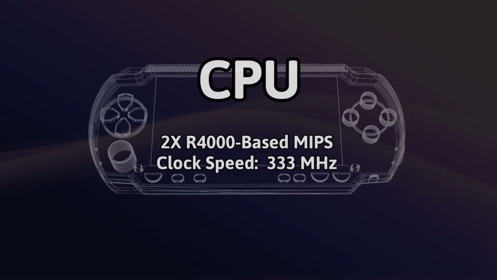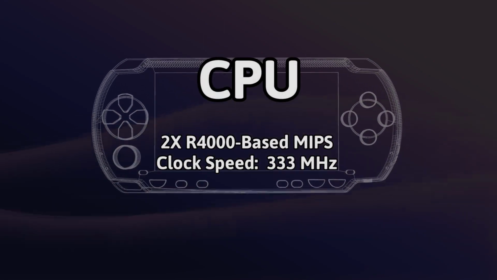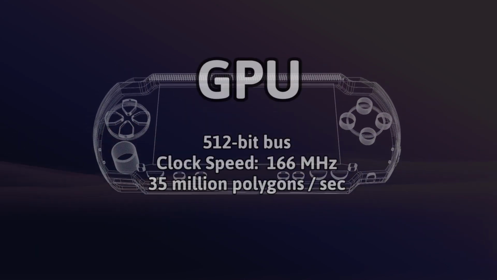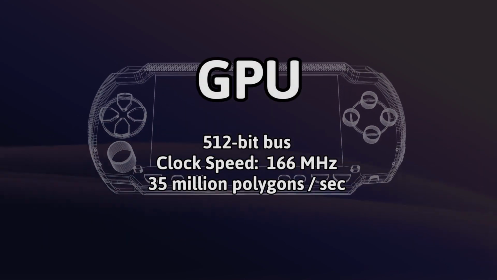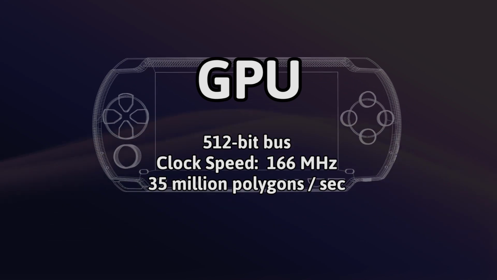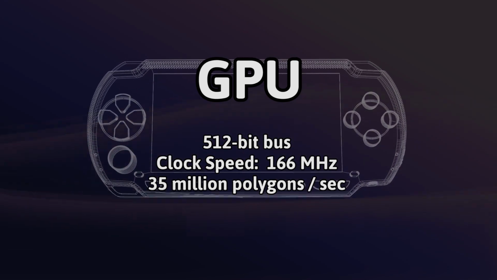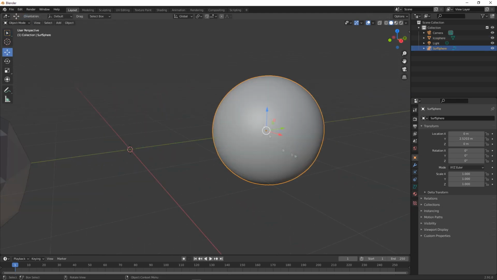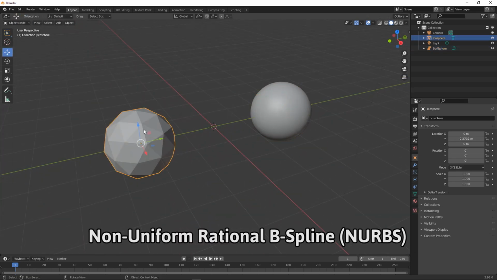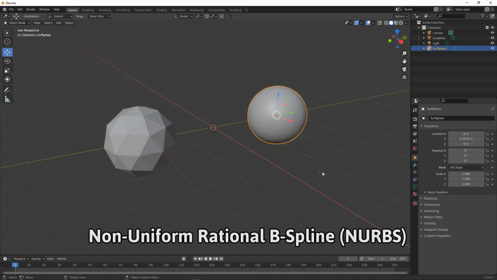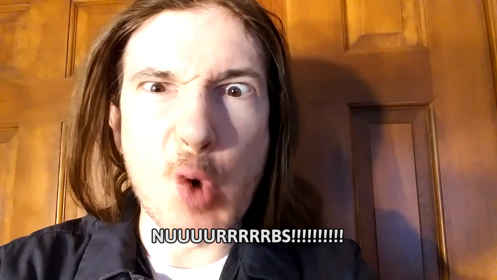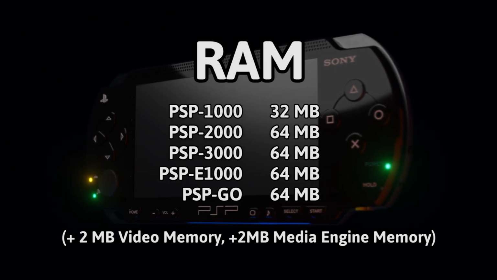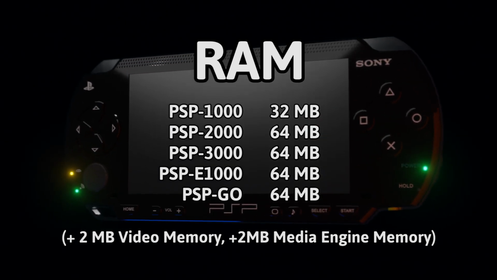The PSP has dual R4000-based 333MHz RISC CPUs. The GPU runs at 166MHz on a 512-bit bus. It is capable of rendering 35 million polygons per second. The graphics system can use regular polygonal 3D graphics as well as non-uniform rational B-spline geometry, or NURBS. NURBS! Earlier models have 32 megabytes of system RAM, while later models have 64 megabytes.